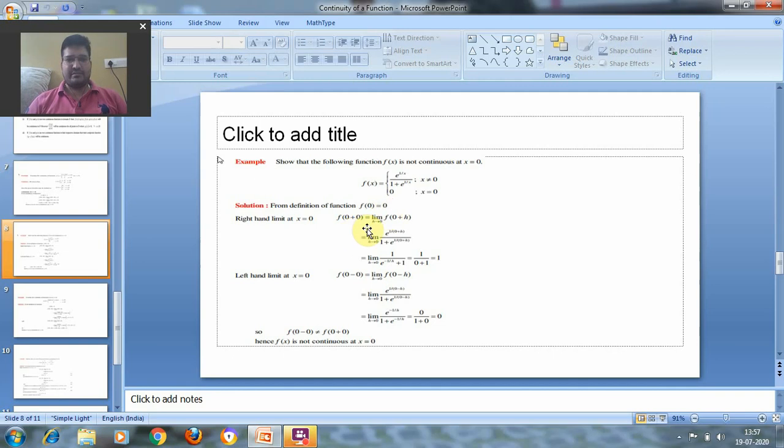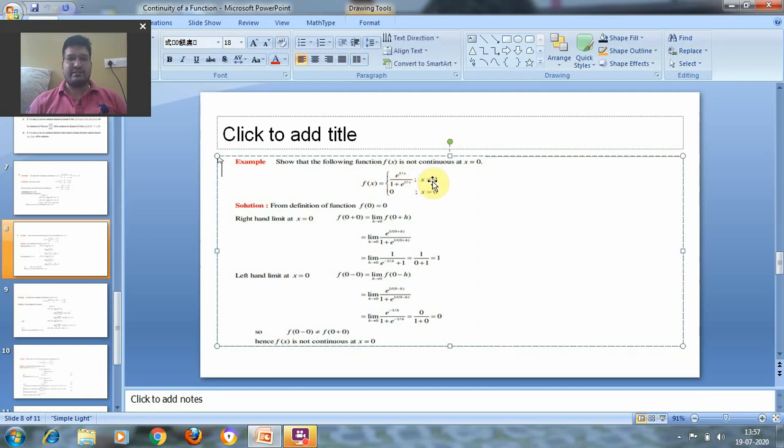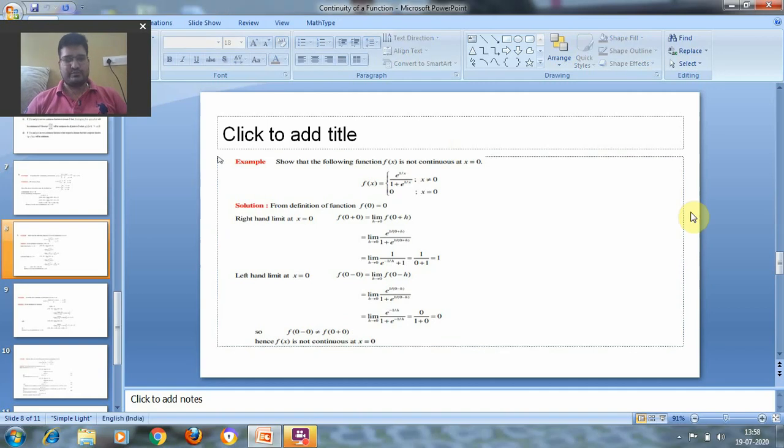Now the right hand limit. Solve. For the right hand limit we will use this function, obviously, because this function is defined for x greater than 0 and x less than 0 in both cases. So in the right hand limit we obtained 1, and in the left hand limit we obtained 0. Since the left hand limit is not equal to the right hand limit, therefore this function is not continuous at x = 0.